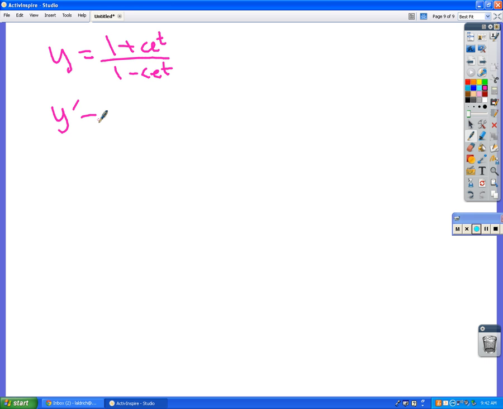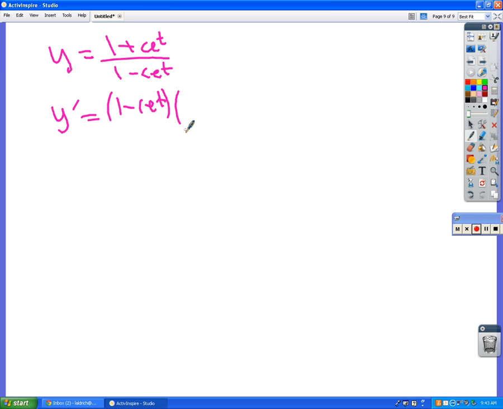So I'm going to start by taking the derivative because the differential equation has a derivative in it. So how do you take the derivative of that? Quotient rule. So I have to go low d high minus high d low. What's the derivative of this? ce to the t.